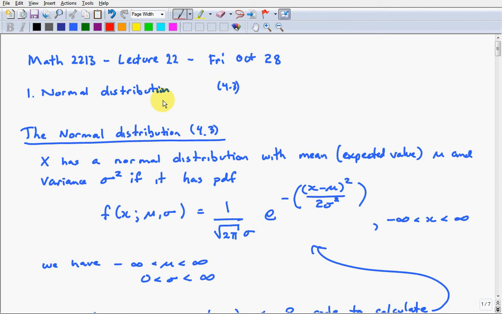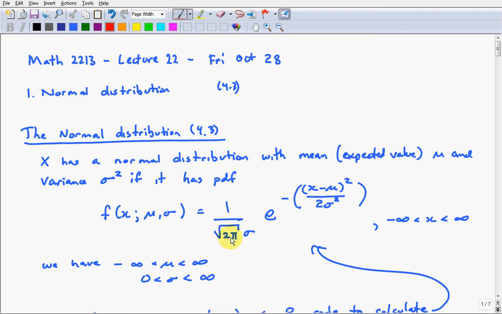So probably a good way to start is by showing you what the probability density function of a normal distribution looks like. If the random variable x has a normal distribution with mean or expected value mu and variance sigma squared, then it would have the following probability density function. This is a function of x. It has parameters mu and sigma. And it looks like this.